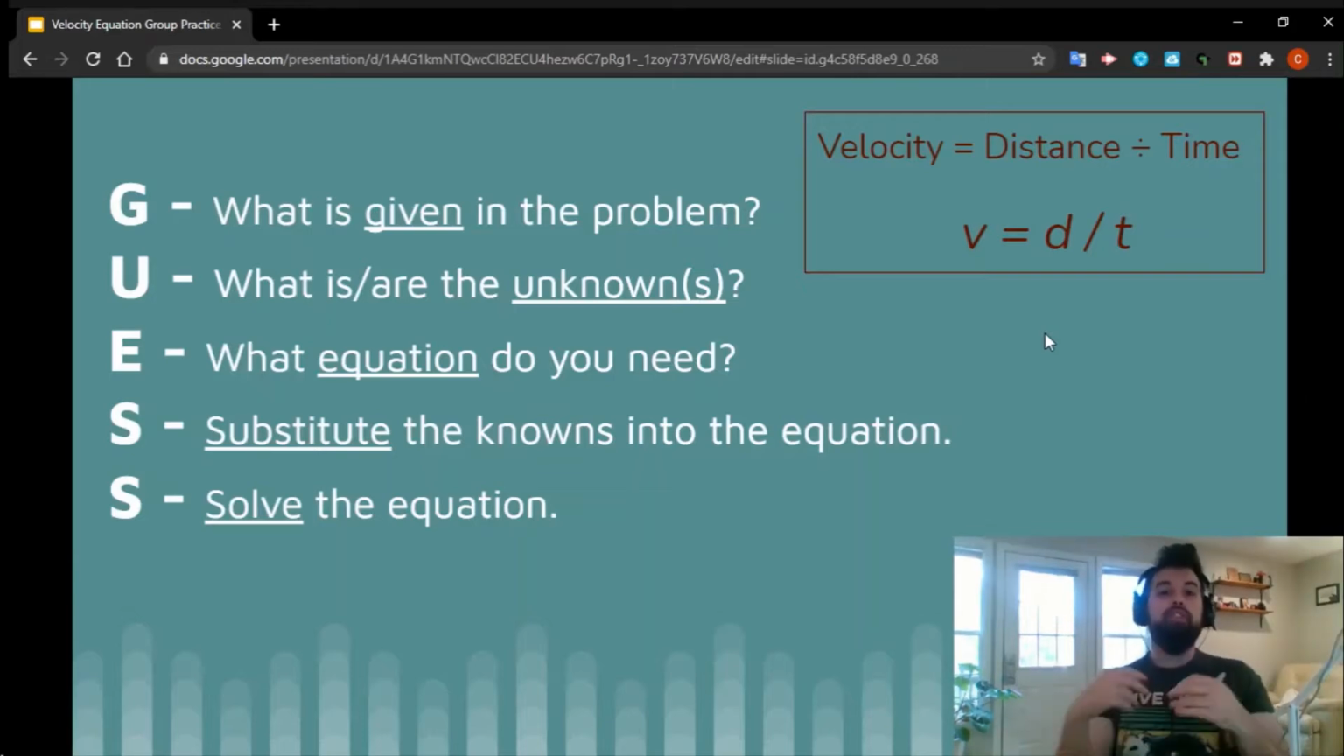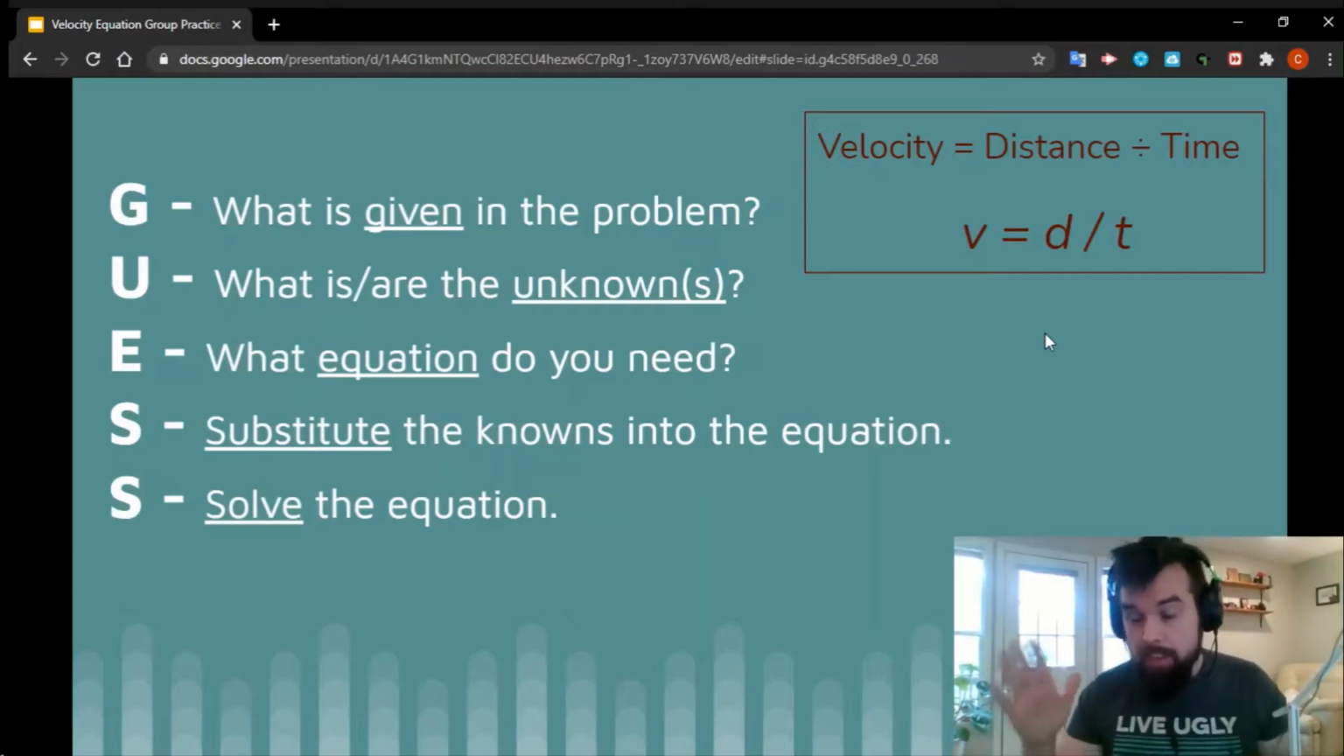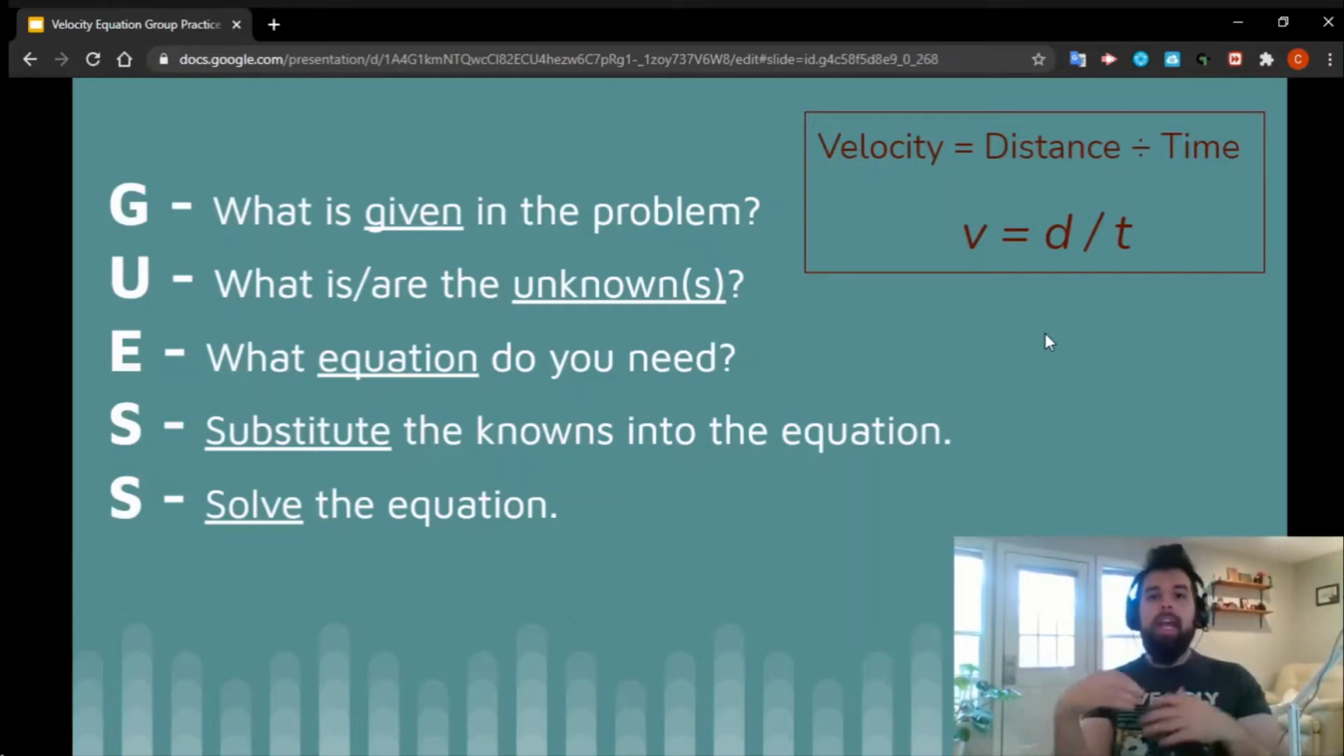Which brings me to E. Which equation do you need? Once you know what values are given in the problem and which one you're looking for, you'll have to know how to put those things together properly to find that unknown value. And that's where picking an equation comes in. Right now, you've only got one equation. V equals d over t, or velocity equals distance divided by time. And so this is what we're going to use at this step.